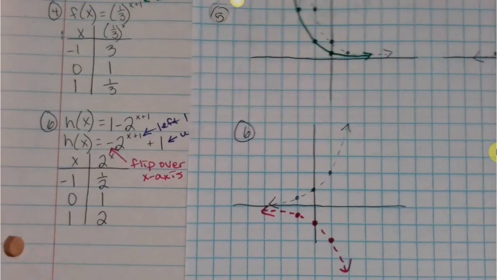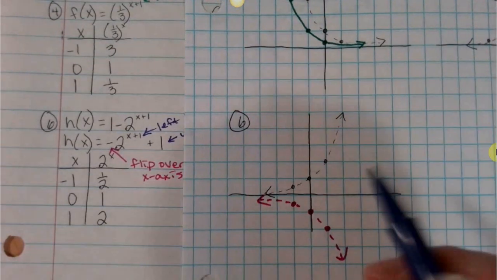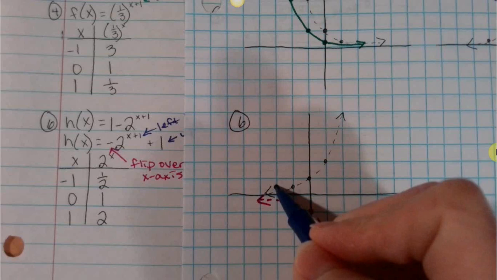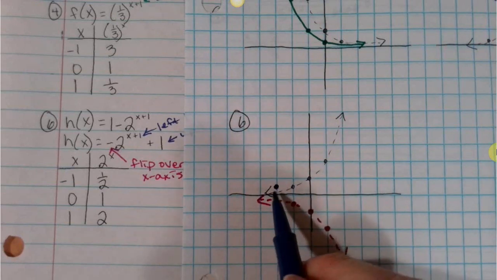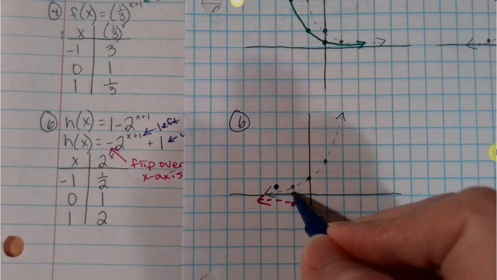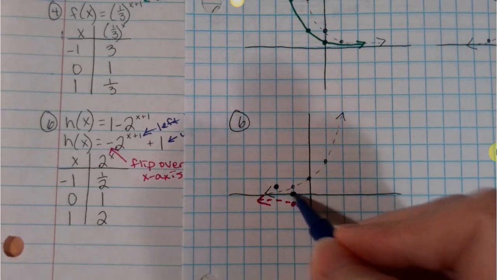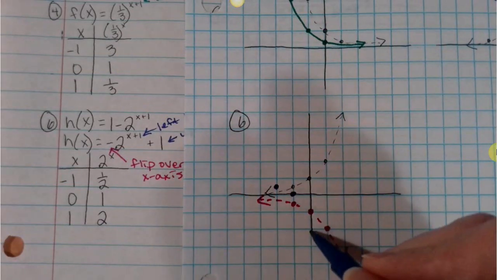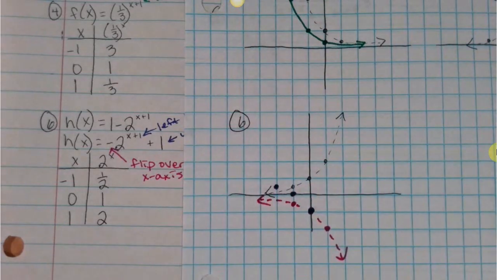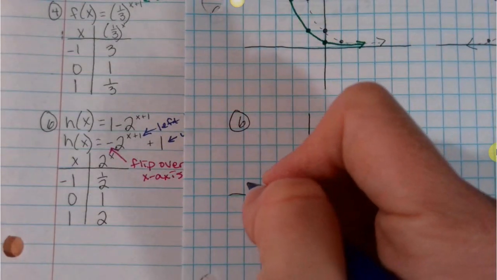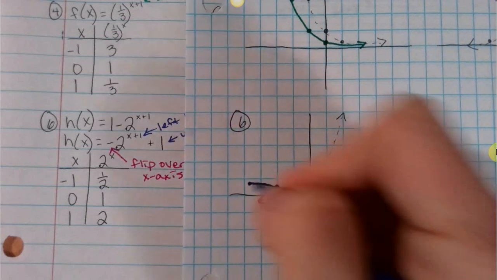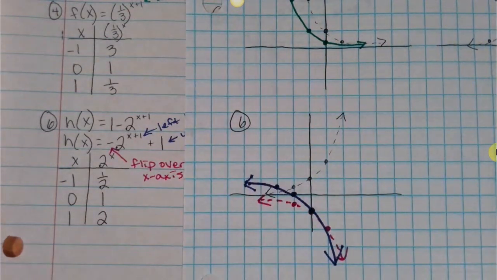So starting with my last graph, the pink graph, I'm going to take all of my points left 1, up 1. So that this one ends up at (-2, 1/2). Left 1, up 1 will put this one at (-1, 0). And left 1, up 1 will put this one at (0, -1). And then connecting those, we end up with a final graph that looks something like that.